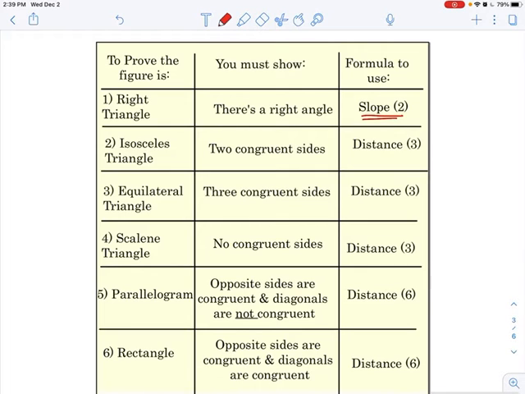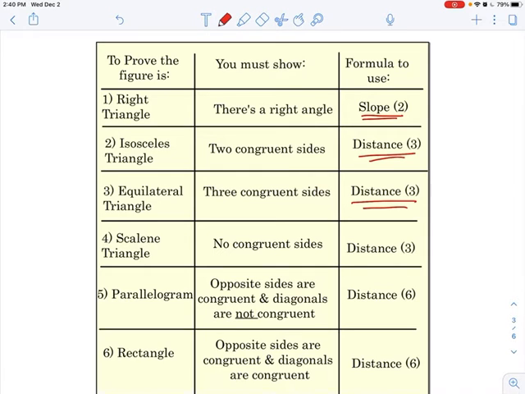For an isosceles triangle, you're going to have to show that 2 sides are congruent, okay? Which means you're going to have to use the distance formula not twice. You have to use it 3 times. Why? Because you want to show that 2 sides are congruent and the 3rd side is not. So you have to use it 3 times for the isosceles triangle. And then for the equilateral triangle, you would do the same exact thing. You want to show that all 3 sides are congruent. So again, you'd need to use the distance formula 3 times. But all 3 times that you use it, it should come out to be the same answer.